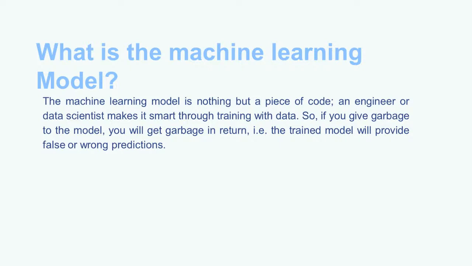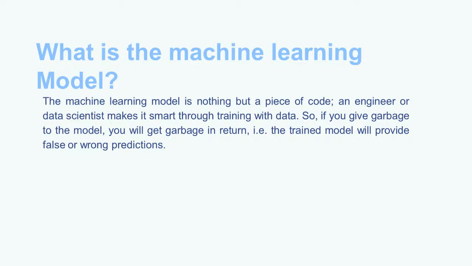And what is a machine learning model? A machine learning model is nothing but a piece of code that an engineer or a data scientist makes smart through training with data. For example, suppose you train on hundreds of images. If you want to store those hundreds of images in a data set, or give them to the algorithm, the amount of data is very high, and we can't give such huge data.